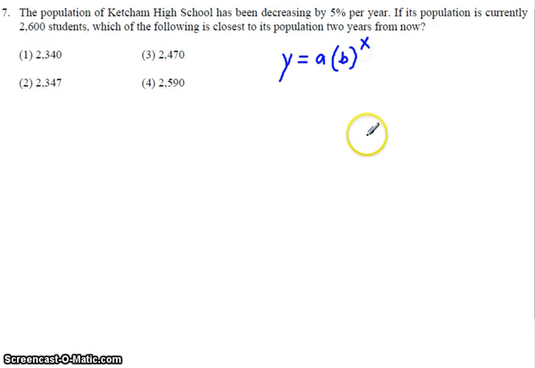And on the Regents exam, if this was a part 2 question, an open-ended question, you'd probably receive a point just for writing that down. So it's always important to write down the type of function it is. The a, as I said before, is your starting value, your initial value. Well, in this case, it's currently 2,600 students, so our a is 2,600. So I'm going to start this off.